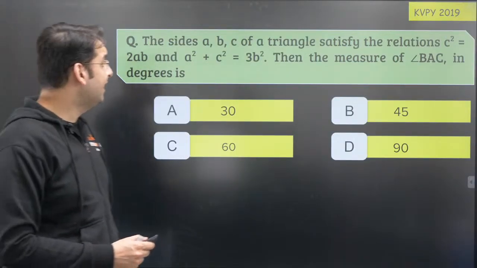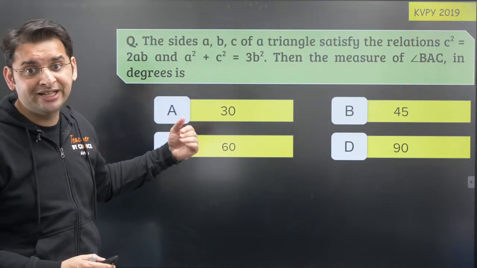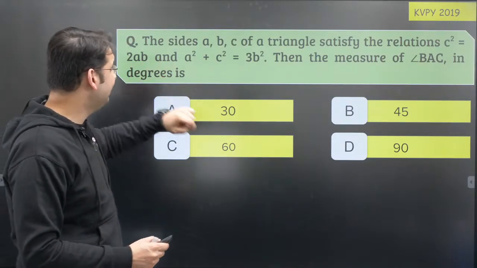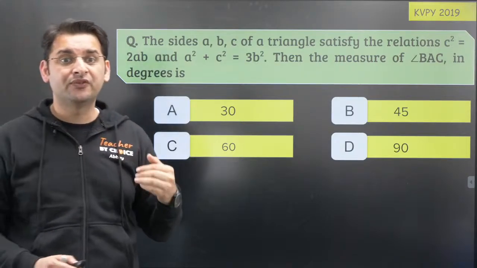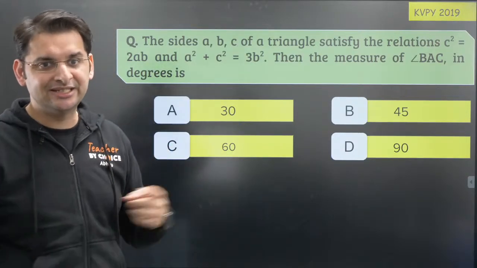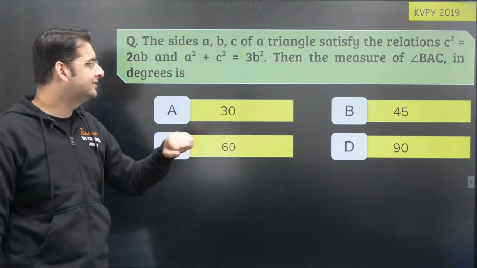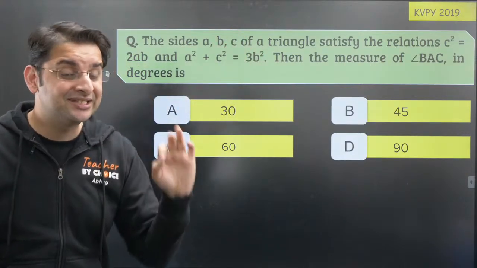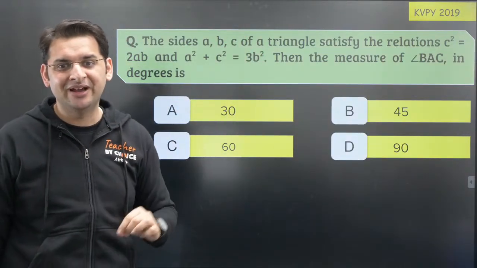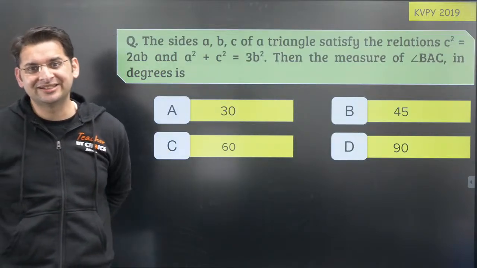Sides a, b, c of a triangle satisfy the relation c square is 2ab, and a square plus c square is 3b square. Then the measure of angle BAC in degrees is 30, 45, 90 or 60. This is simple and this is a previous year KVPY question. Let us see if we are able to solve this, guys.